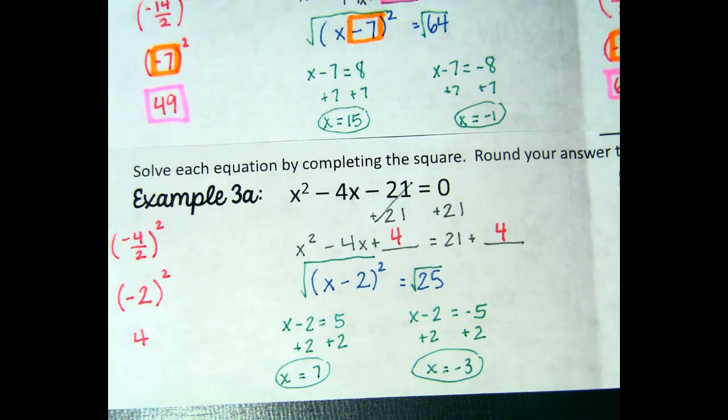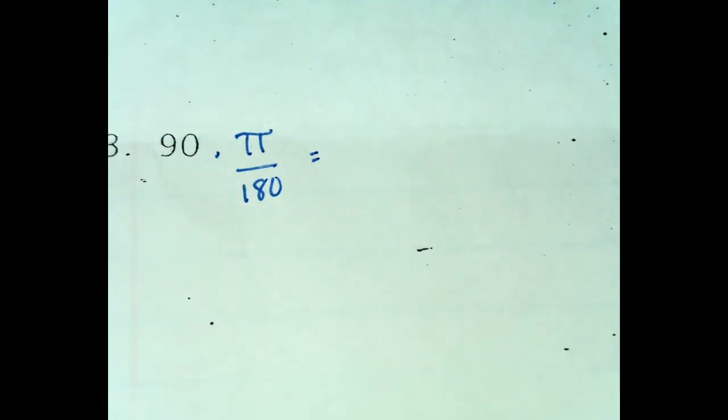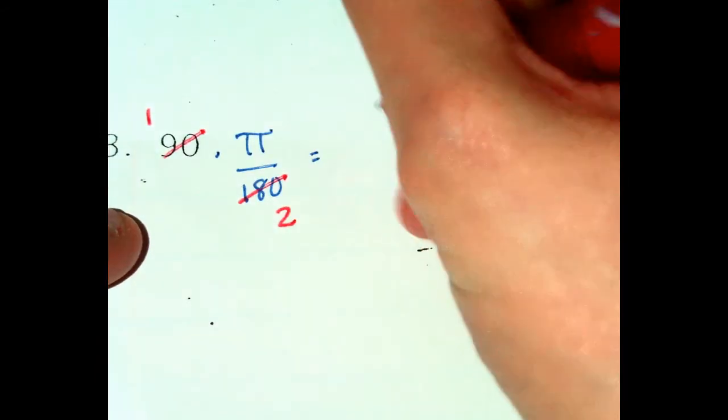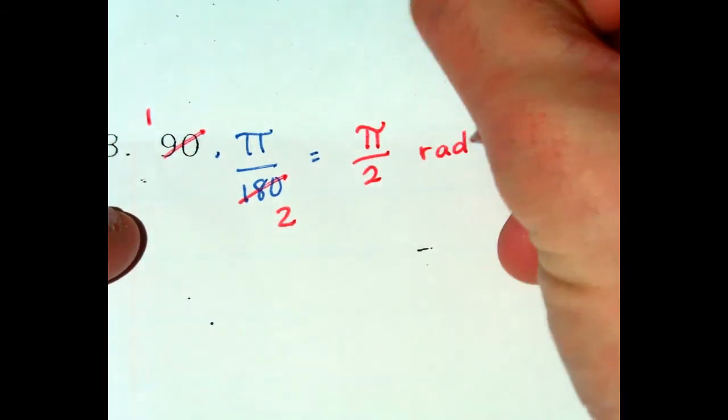What do you need to do on example 3b first? Subtract 5. I'm leaving 3a up there in case you need it, but I'm going to stop in a minute. Number 3, multiply by pi over 180. What did that reduce to? Okay, this changes to a 1. This is a 2. So pi over 2 radians.